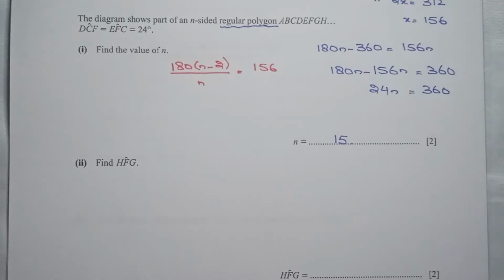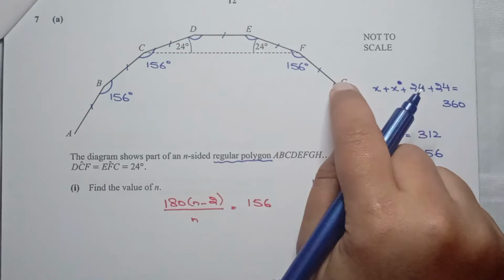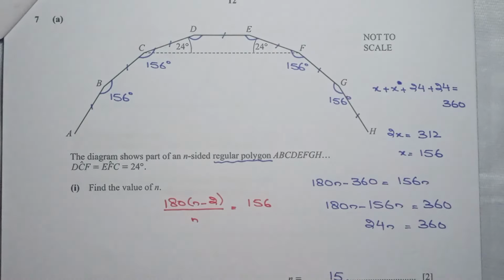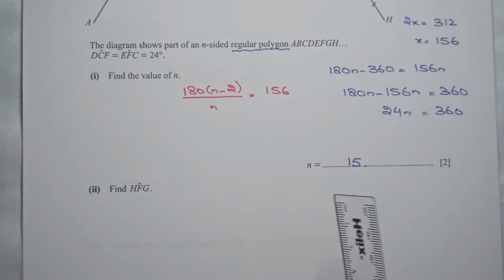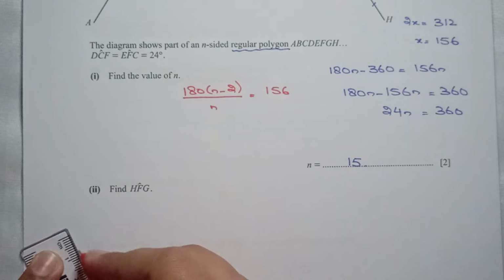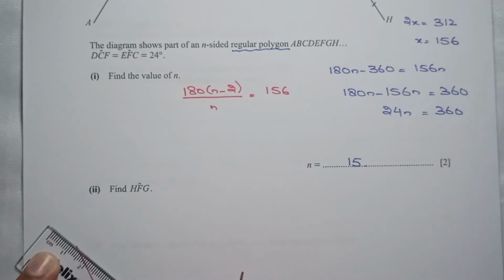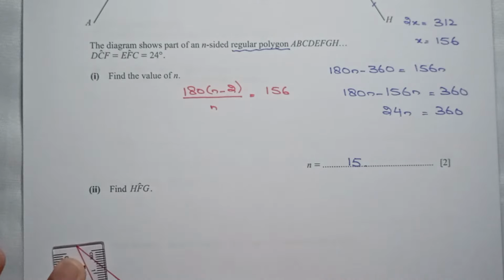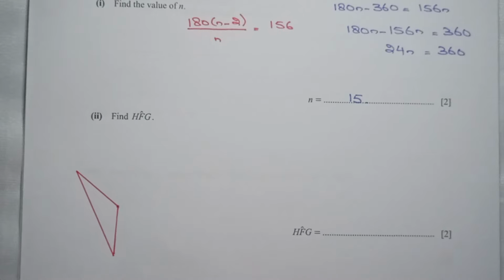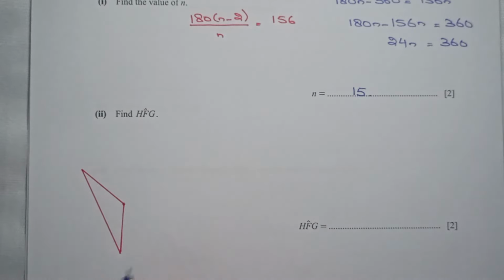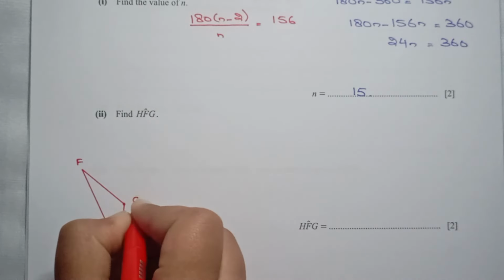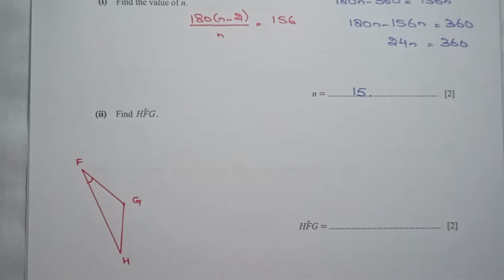Now for the second part, find HFG. So where is HFG? H, F, and G. Let me draw this triangle separately. This is G and this is H. So this shape is H, F, and G. So we need to find this angle, right?